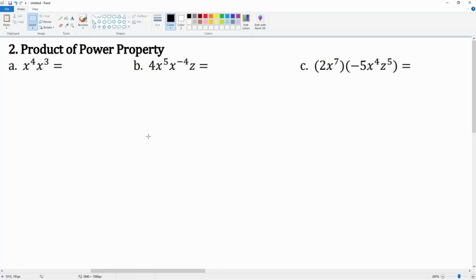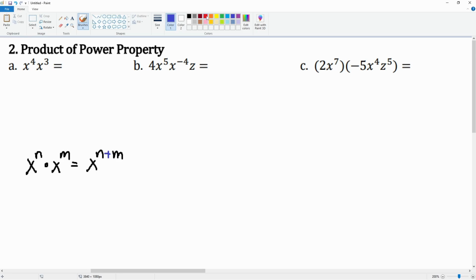Number 2 deals with the product of powers property, and this states the following: x to the exponent of m times x to the exponent of n. What we have to do is add the exponents together.